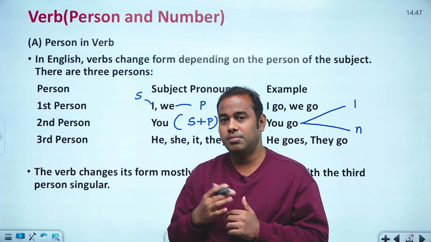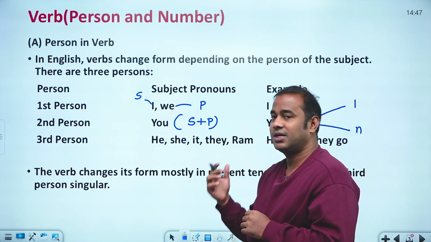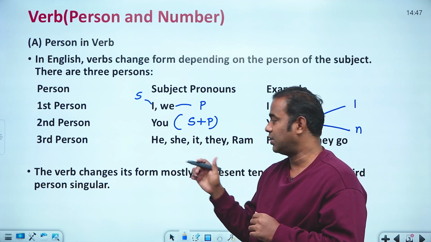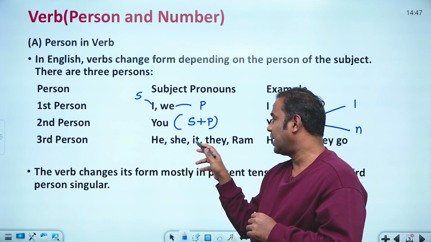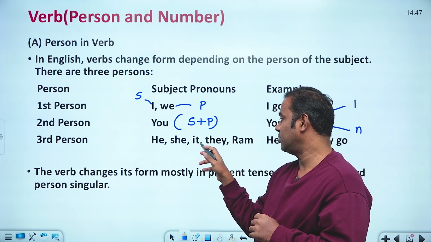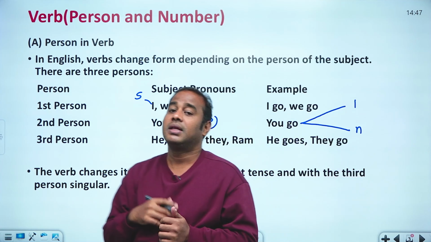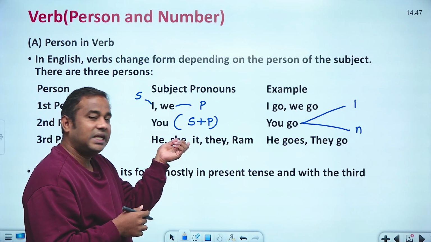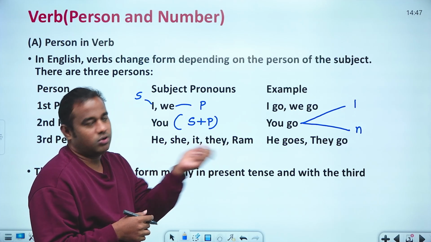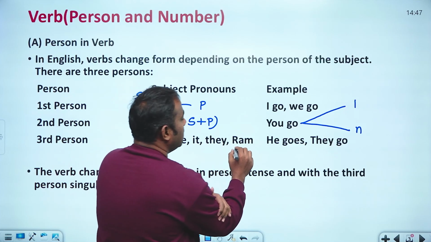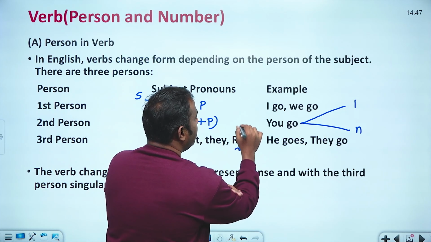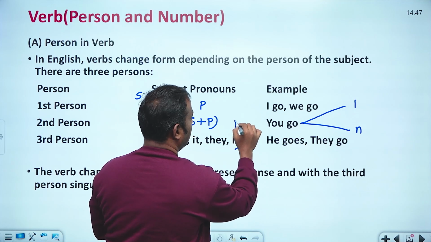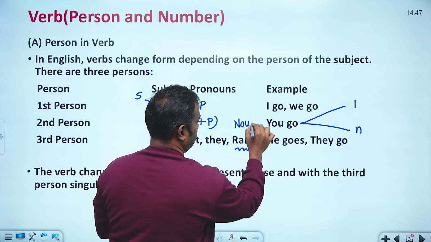When it comes to the third person, we have gender: masculine gender, feminine gender, and also the neutral gender. So look here: he, she, it, they, them. Ram, for example, is basically a noun, any one person.